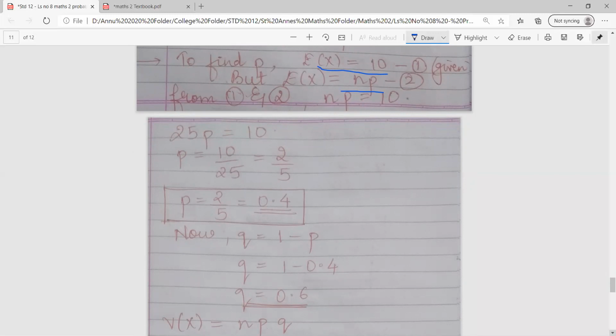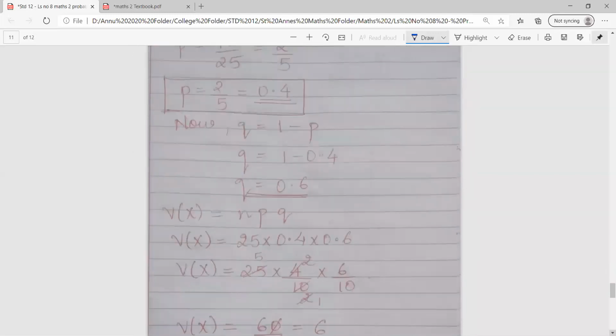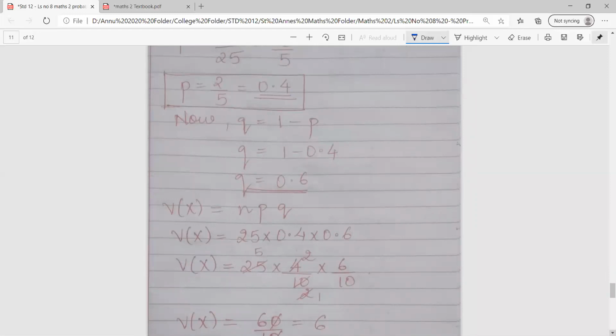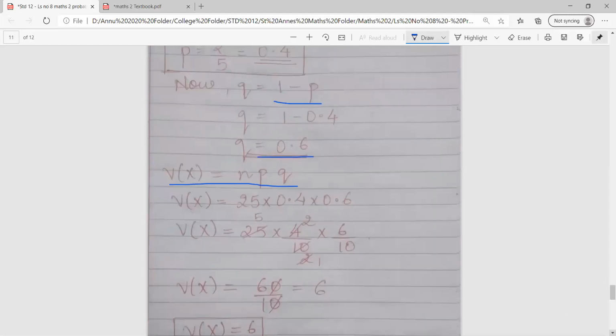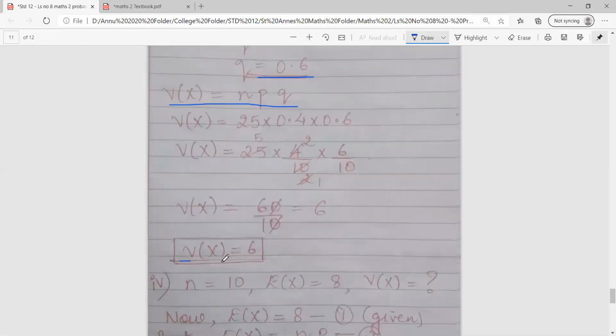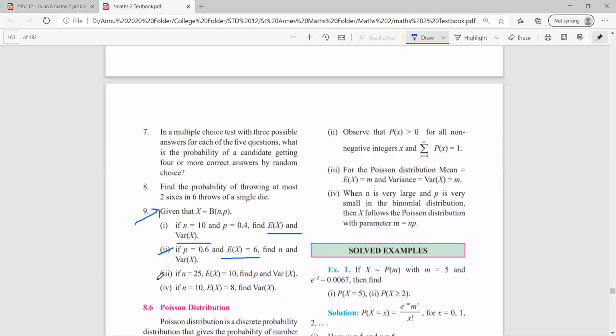Now you know the value of P, so you can get the value of Q. Now why do we need to find out Q? Because for variance, you need all the 3 alphabets. So Q is equal to 1 minus P. So you get the answer as 0.6. Now you can put the formula of V of x, N into P into Q. On putting all the values, on removing the decimal, you get the answer V of x is equal to 6. So these sums can be asked for 2 marks, fill in the blanks. So you all should know the formula for this.